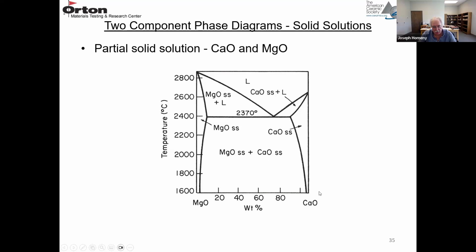This is a very refractory material anywhere on this phase diagram. You can see 2370 degrees C is where the first liquid forms. MgO-CaO is actually from the dolomite mineral, the solid solution of the calcium and magnesium carbonates.